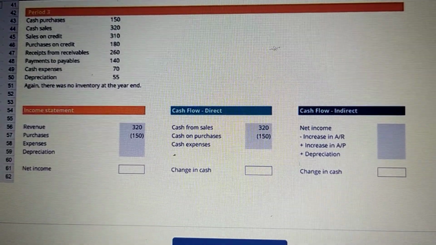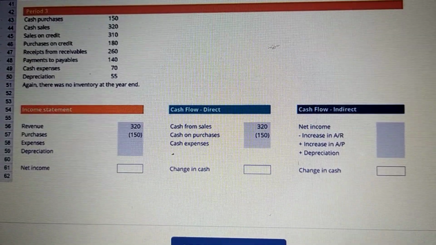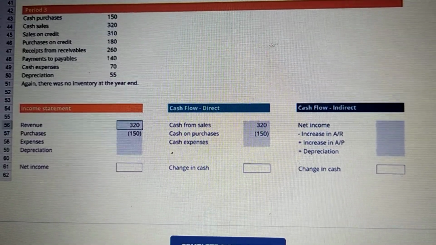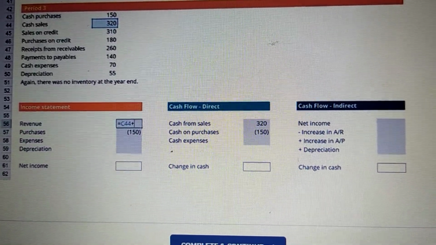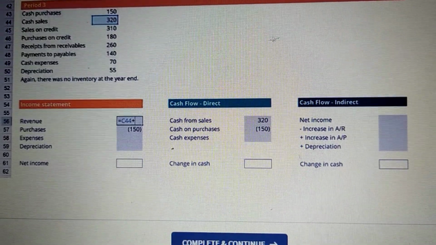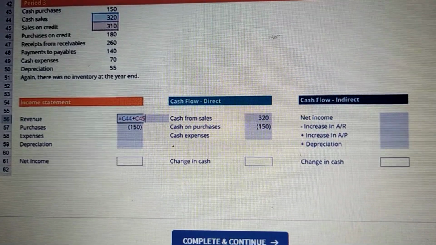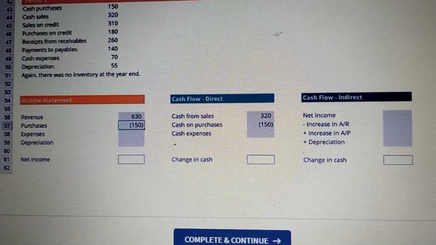Next, the company has sales on credit of 310. This means we need to add to revenue. In addition to the 320 we originally recorded, we're now going to add 310 of credit sales for a total of 630. Since cash was not received for those sales yet, there's no impact on the cash flow statement.